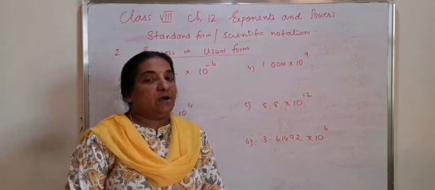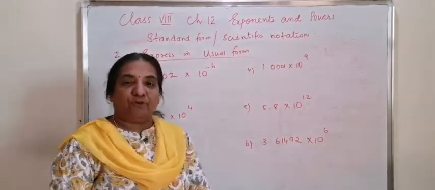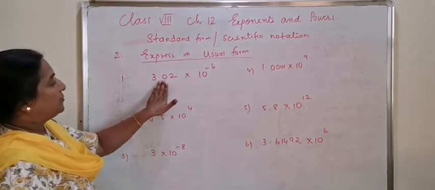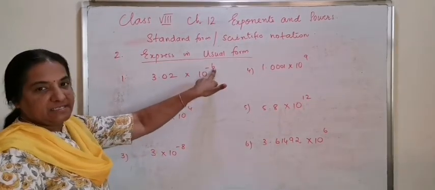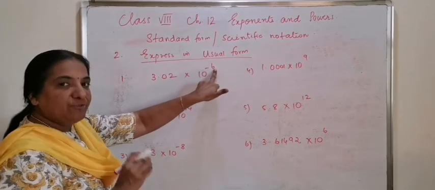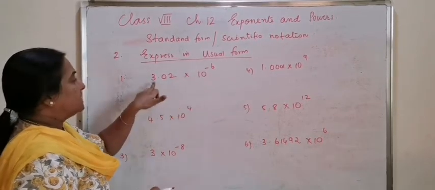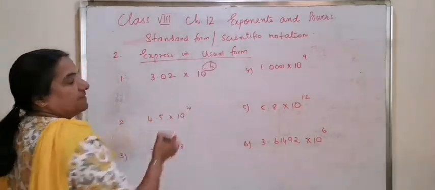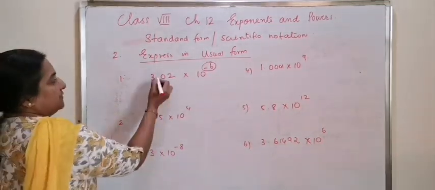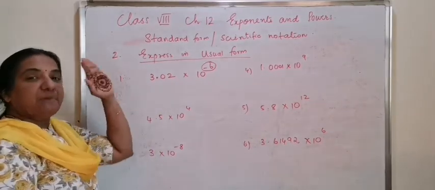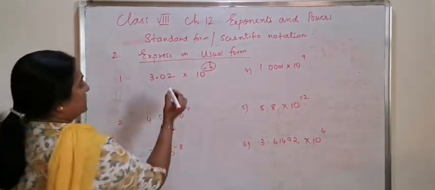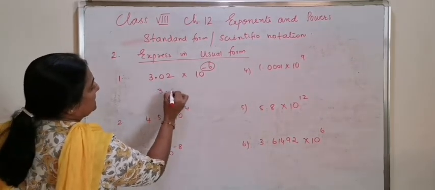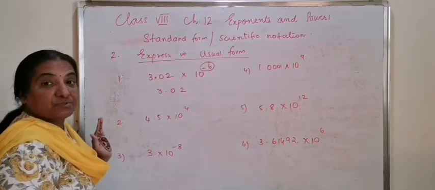The second question is how to express in the usual form. You can just think in the reverse order. 3.02 into 10 to the power of negative 6. Since the power is negative, you can understand that the final answer is going to be a very small number. Based on the power, which is 6, you have to shift the decimal 6 places to the left, which shows that including this 3, you have to shift 6 places to the left.